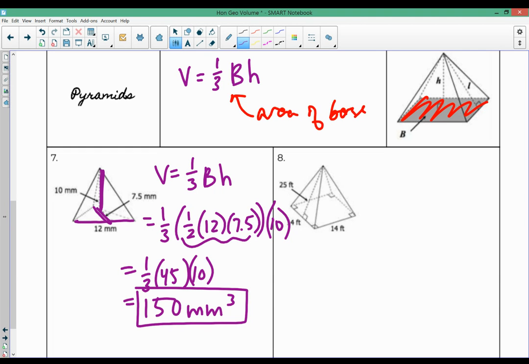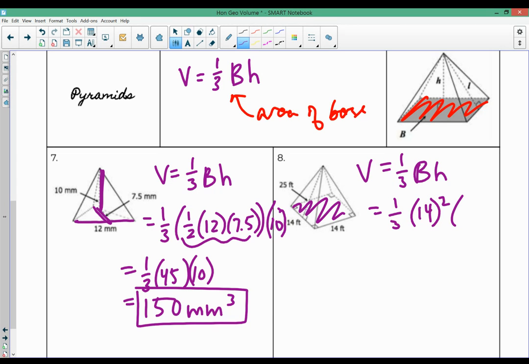And then this next one I wrote over. So this is a square pyramid. So that'll be 1/3 area of the base times the height. So that's 1/3 area of the base, which will be 14 squared, times the height, which we can find from, you guessed it, the Pythagorean theorem.